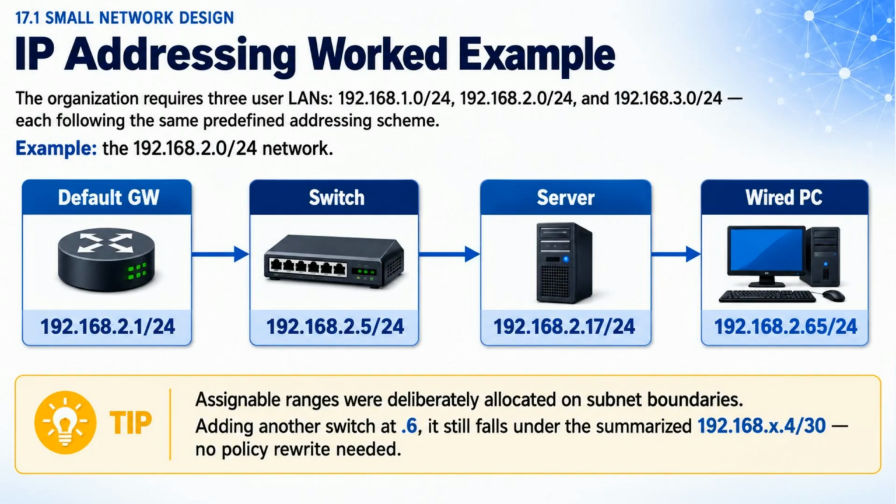Concrete worked example applying the scheme from the previous slide to 192.168.2.0/24. Default gateway at .1, switch at .5, server at .17, wired PC at .65, each landing exactly where the addressing plan predicted. Point out the tip on screen. Because ranges were deliberately allocated on subnet boundaries, adding a second switch at .6 still falls under the same summarized 192.168.2.4/30 block, no policy rewrite needed.